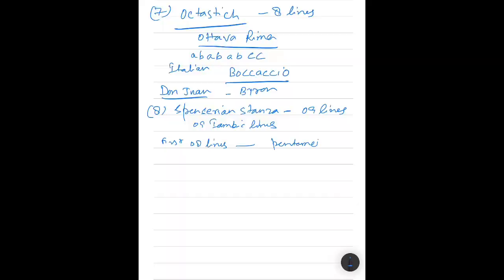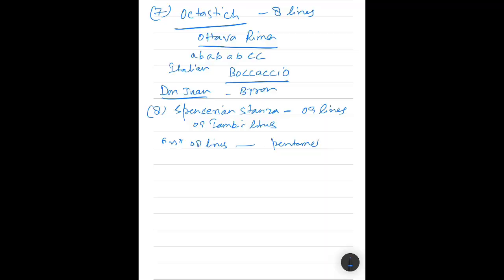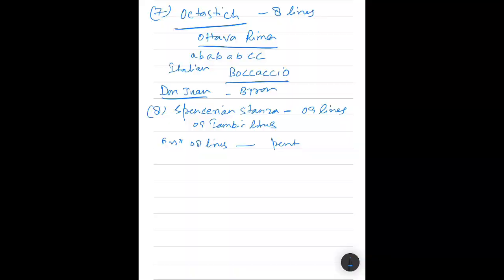Sestet is a stanza of 6 lines. Septet is a stanza of 7 lines. We have the example of the rhyme royal, and Chaucer used this pattern of rhyme royal in his poem Troilus and Cressida. And then octostich is a stanza of 8 lines. It's ottava rima actually, and Byron used it in his Don Juan. And the last is the Spenserian stanza, 9 lines. First 8 lines are pentameter, last is hexameter, and Edmund Spenser used it in his Fairy Queen. Thank you very much.